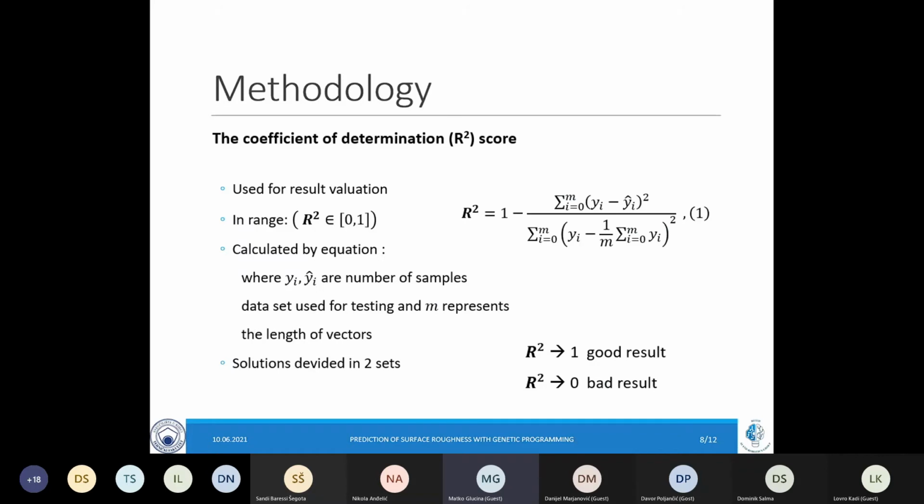But how can we know that our regression is approximately good? In this case, we can use an evaluation method named R-square, whose equation shape is shown in expression 1. What is the meaning of this expression? Well, its results are between 0 and 1. We put the values such as y and y-hat, like a unit vector, where n represents the number of samples, and m represents the length of the vector.